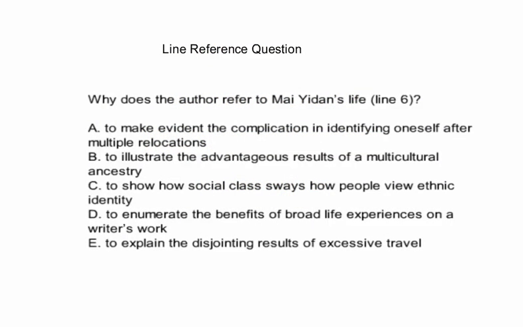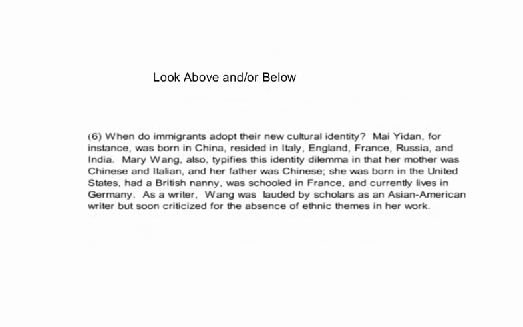Let's look at an example of a line reference question. Why does the author refer to Ma Yidan's life in line 6? Okay, we want to know why the author's referring to the life in line 6. Remember, you want to look above and below. In this case, it's going to be below the line. When do immigrants adopt their cultural identity? Ma Yidan, for instance, was born in China, resided in Italy, England, France, Russia, and in India. Mary Wang also typifies this identity dilemma in that her mother was Chinese and Italian and her father was Chinese.